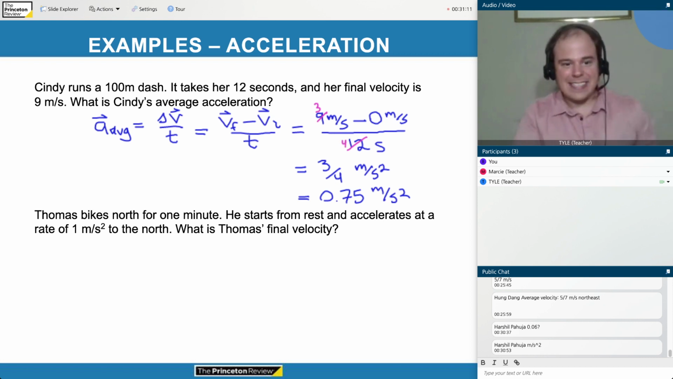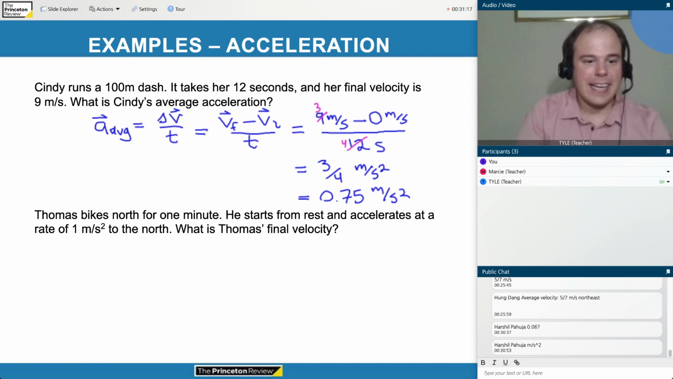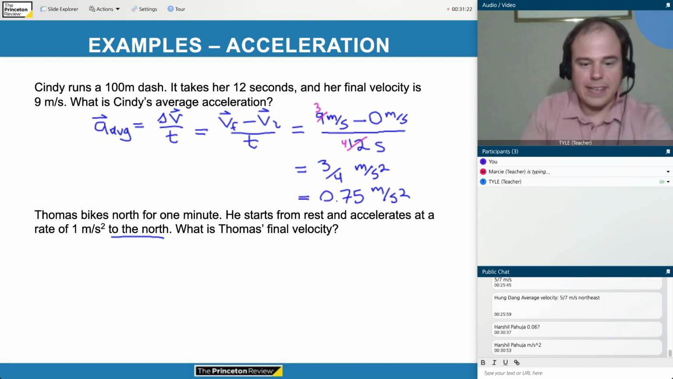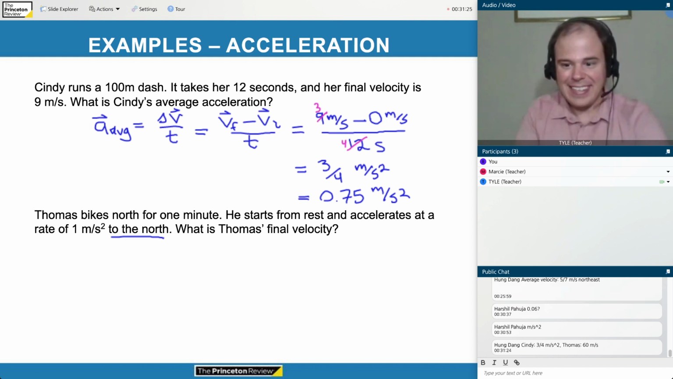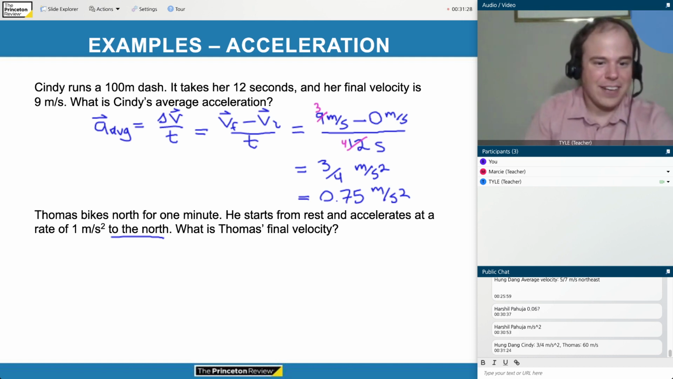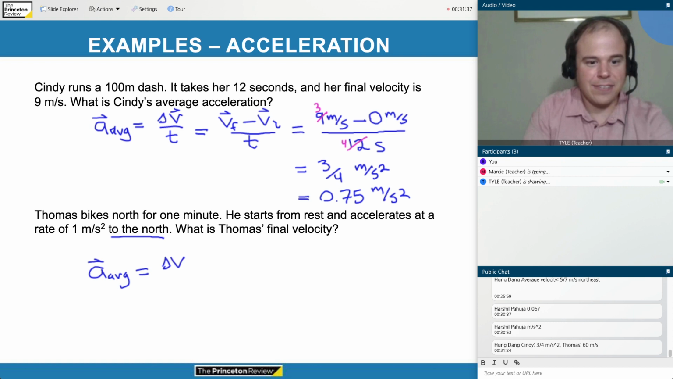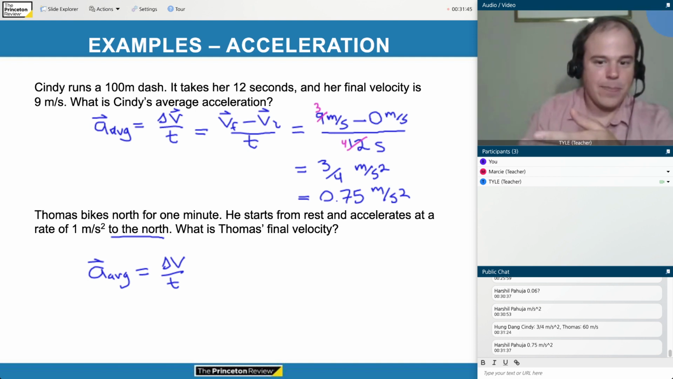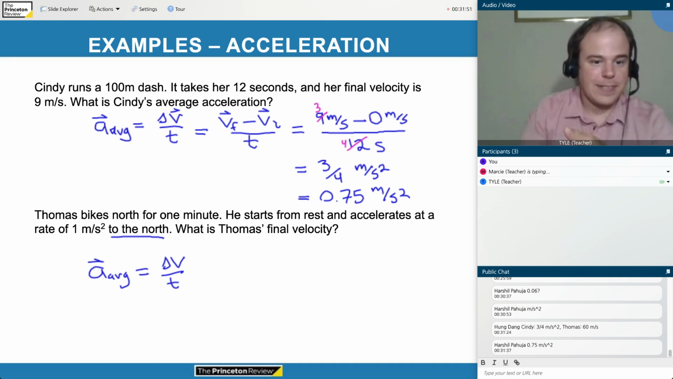Now let's talk about Thomas. He bikes north for 1 minute. He starts from rest and accelerates at a rate of 1 meter per second squared to the north. Notice how the acceleration was given with a direction here. So it had both a magnitude and a direction, since it is a vector. Okay, what is his final velocity? Once again, we can use the same formula. The average acceleration is change in velocity over time. In this case, instead of being given the change in velocity, we're given his acceleration. We're told that his acceleration is 1 meter per second squared, which means that on average, it will still be 1 meter per second squared.